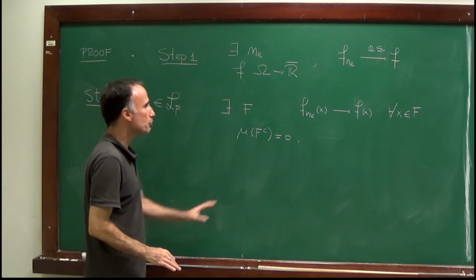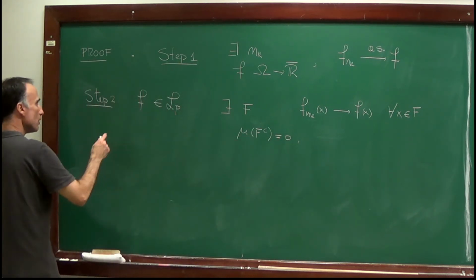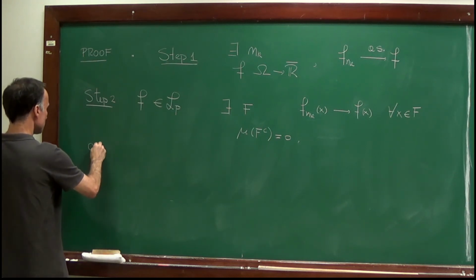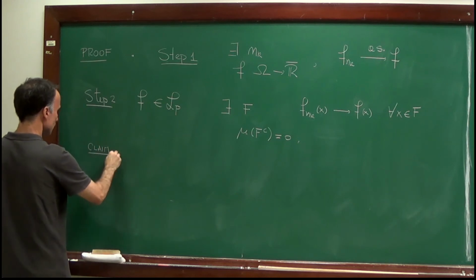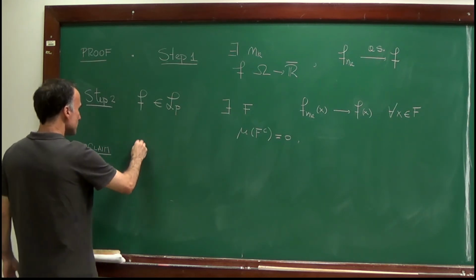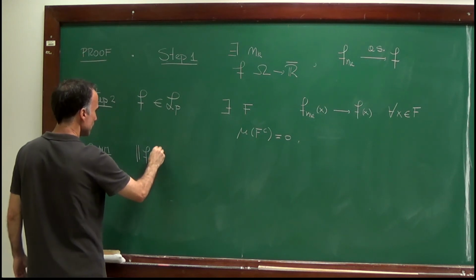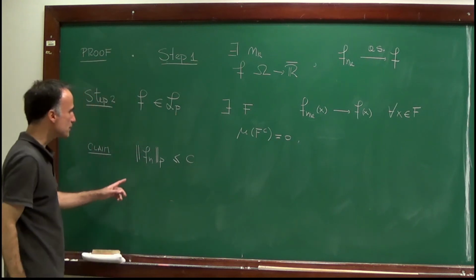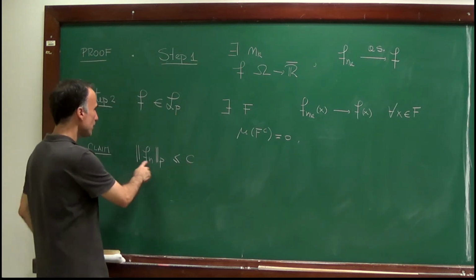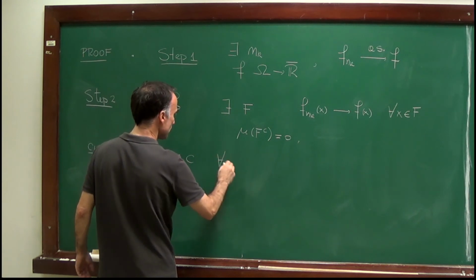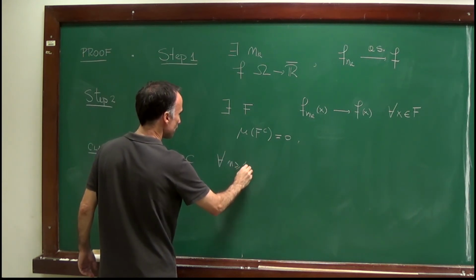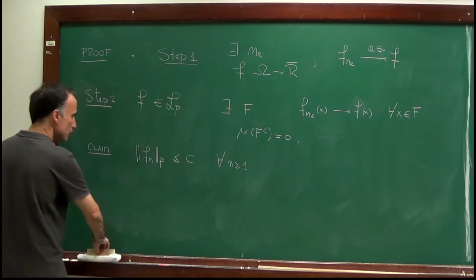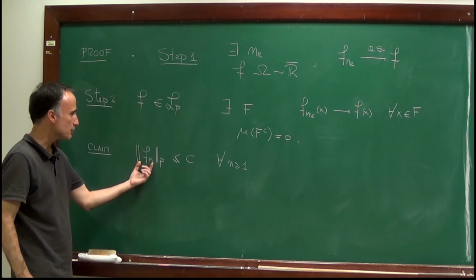So our proof will be based on that. But before we prove it, what I claim is that the sequence fn in Lp is bounded. So there exists a constant c such that the Lp norm of fn is bounded by c for all n. And this is very simple, it just follows from the fact that this sequence is Cauchy in Lp.